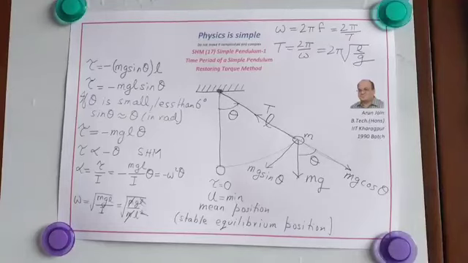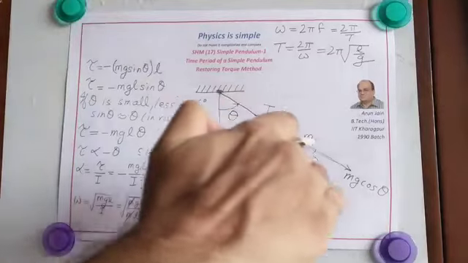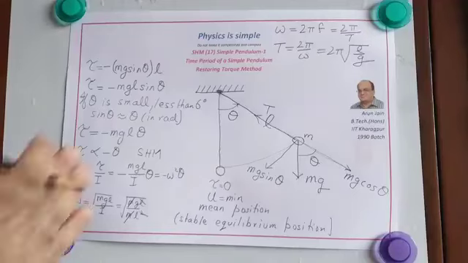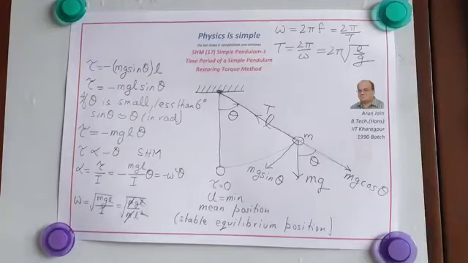Remember, in this case, we resolve mg into components. One component of mg is in the direction of centripetal acceleration. The other tangential component of mg is trying to bring the bob to the mean position, and that is creating the restoring torque.